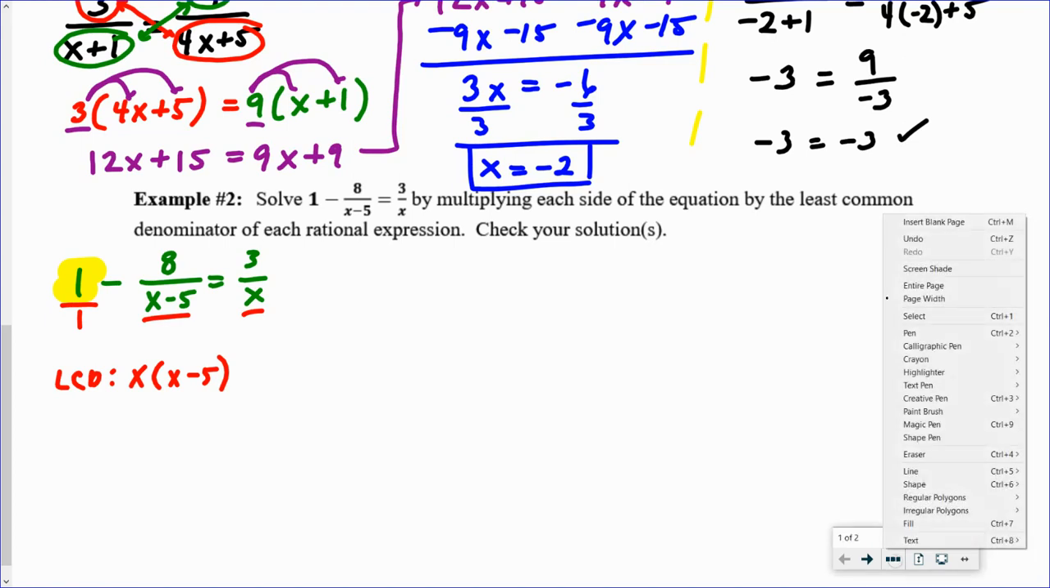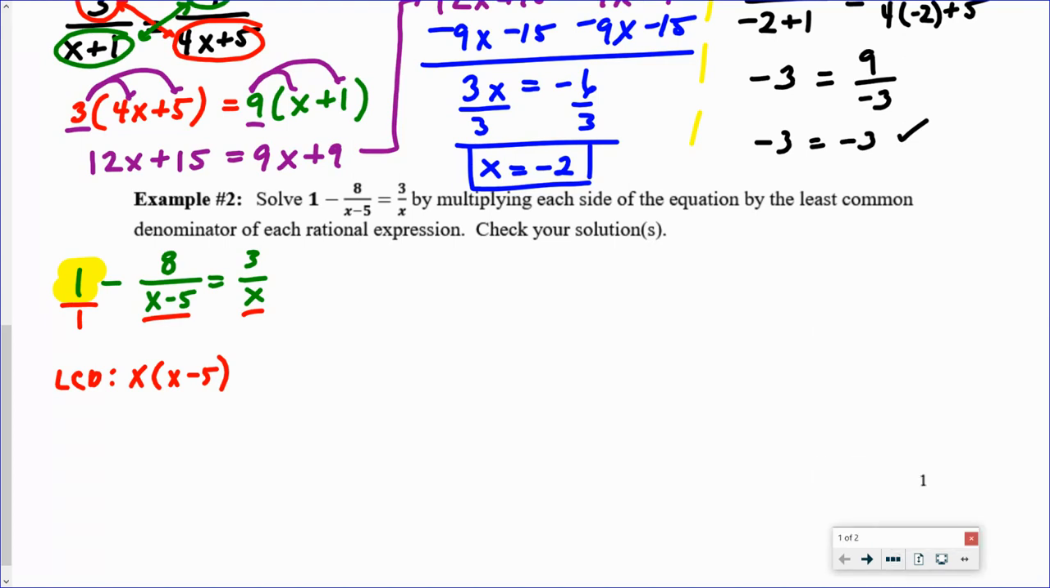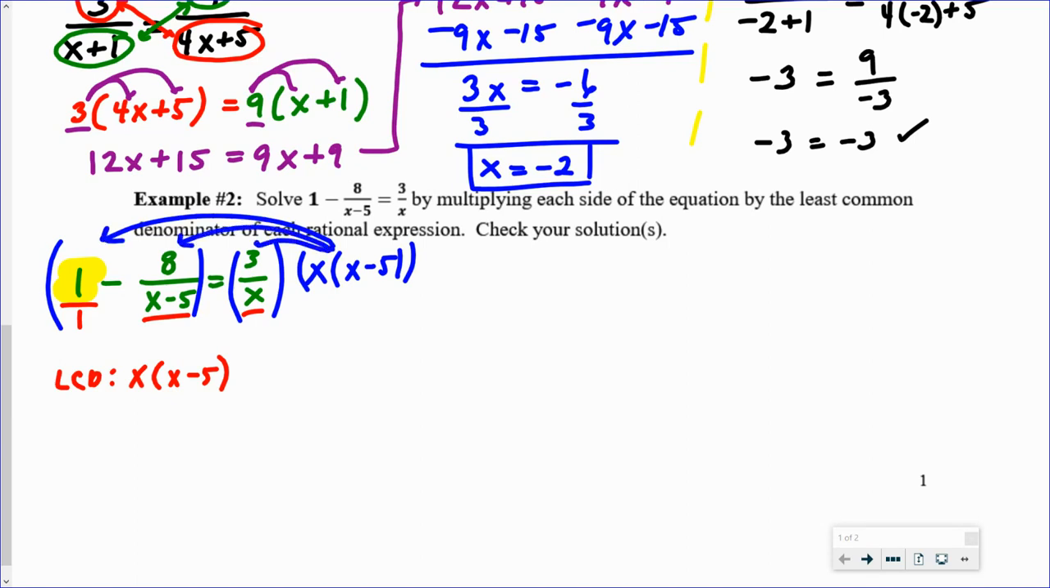All right, now what we're going to do next is multiply both sides of this equation by the common denominator. So I'm going to multiply this times x minus 5. And I'm going to do that to both sides of the equation. I kind of ran out of room here, so I'm just going to distribute across. So we're going to multiply times that, and times that. All right, so 1 times x minus 5 is just x times x minus 5.